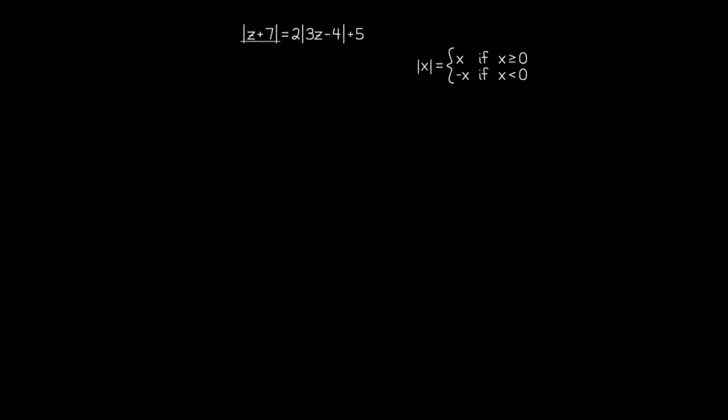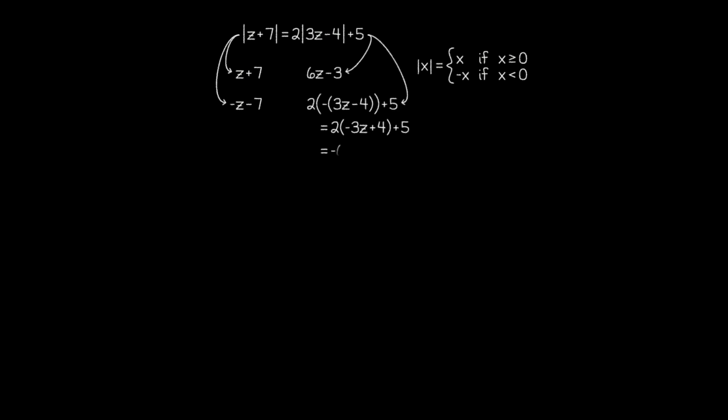The absolute value of z plus 7 is sometimes simply equal to z plus 7. But other times, that expression needs to be negated, and the output of the absolute value will be negative z plus 7, which simplifies to negative z minus 7. A similar process can be done for our other absolute value expression, and with some modifications, we can represent the entire right side of the equation in one of these two ways.